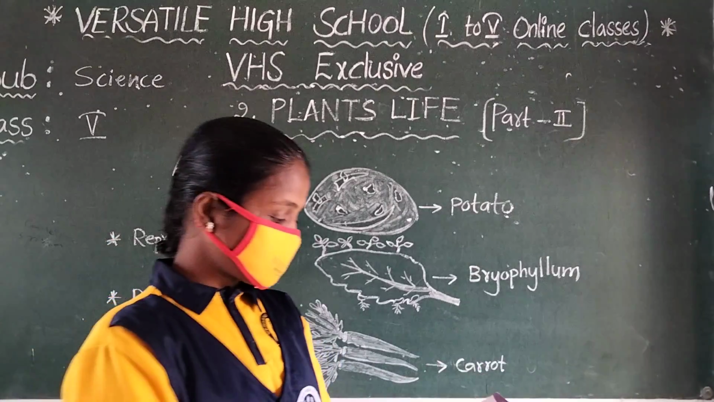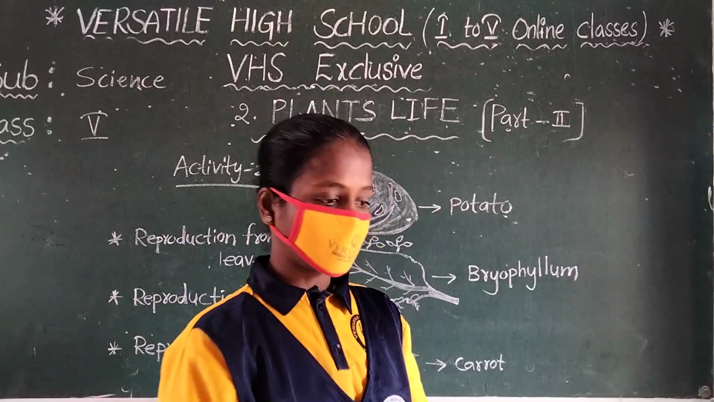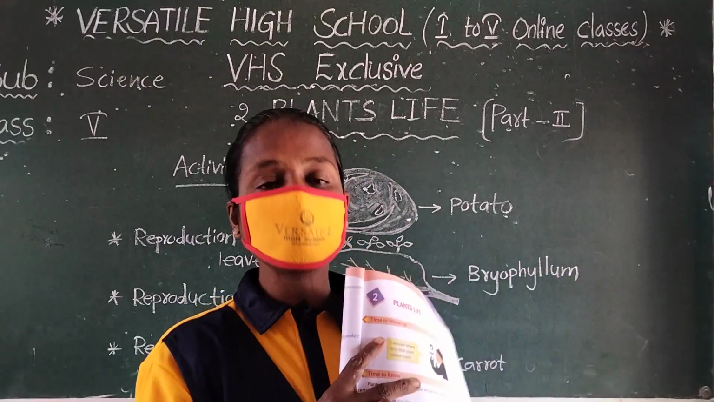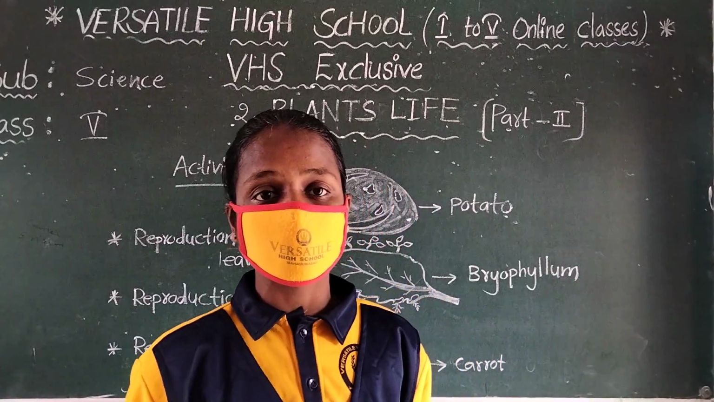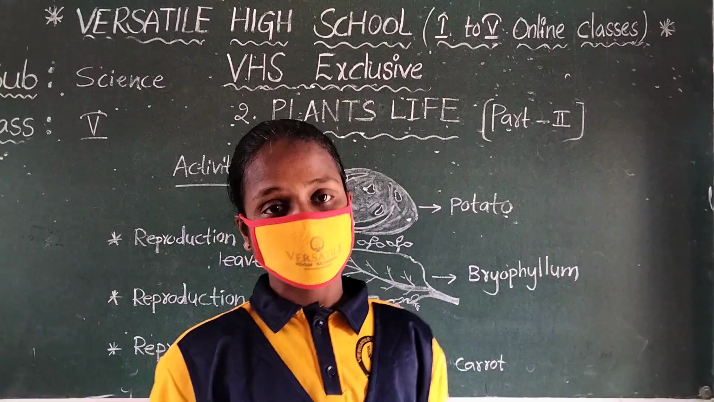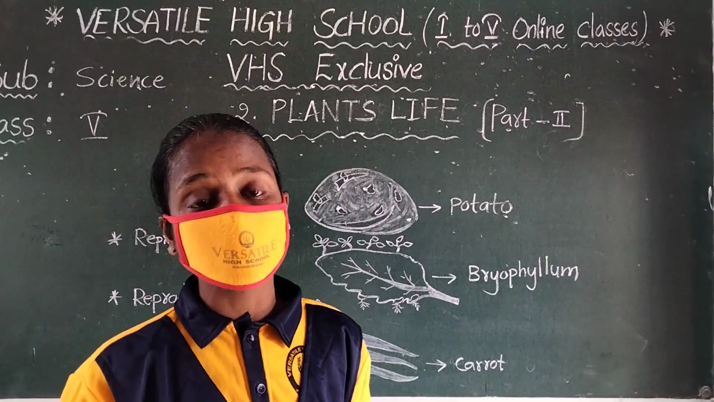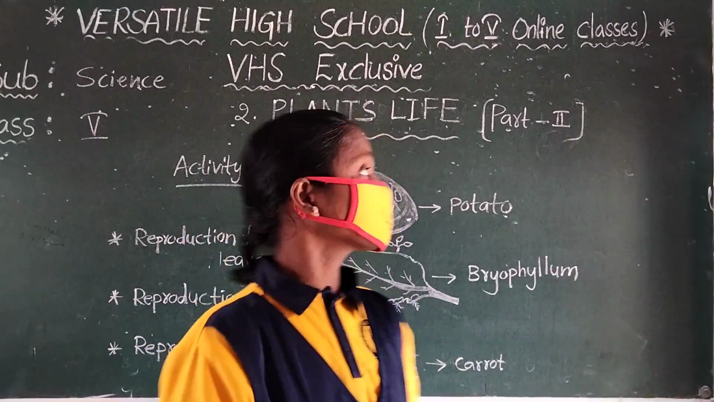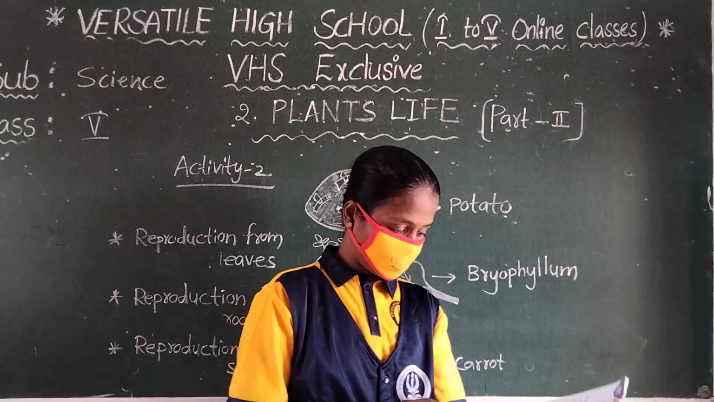So, see this in your textbook, page number 30. What is our lesson name? Plants' Life. We are already observing that it starts to grow. That means germination, germination from a seed. We already explained that in Plants' Life part 1.